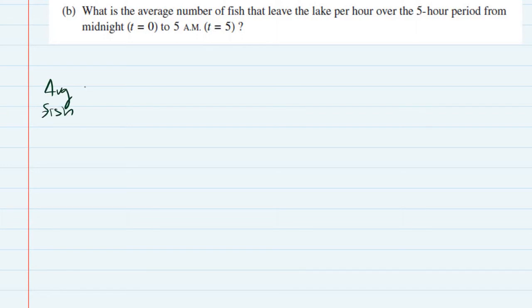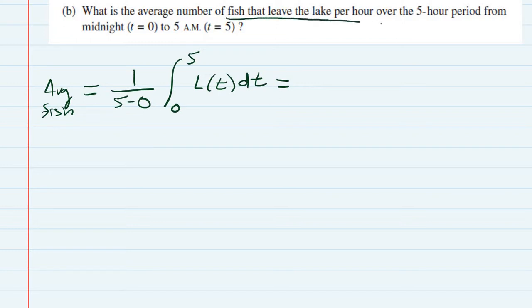So the average fish is going to be equal to 1 over t2 minus t1, so 1 over 5 minus 0. We're going to integrate from 0 to 5, and we're going to do this with the L of t function. And so I'm just going to write L of t dt. All right, now let's take stock here of what we're going to get in terms of units. Now, I am looking for an average number of fish per hour. It's asking me fish that leave the lake per hour.